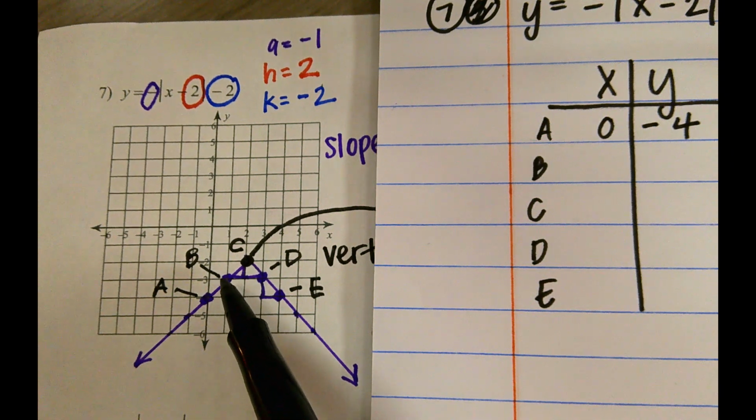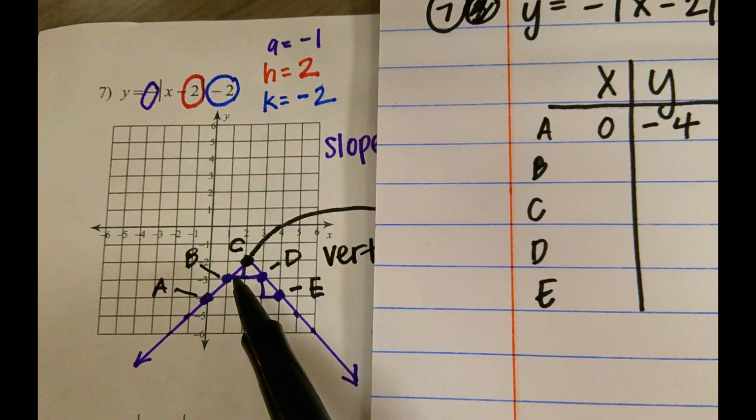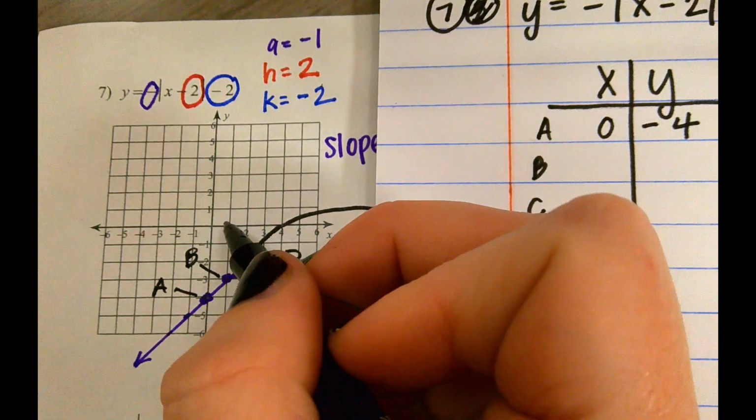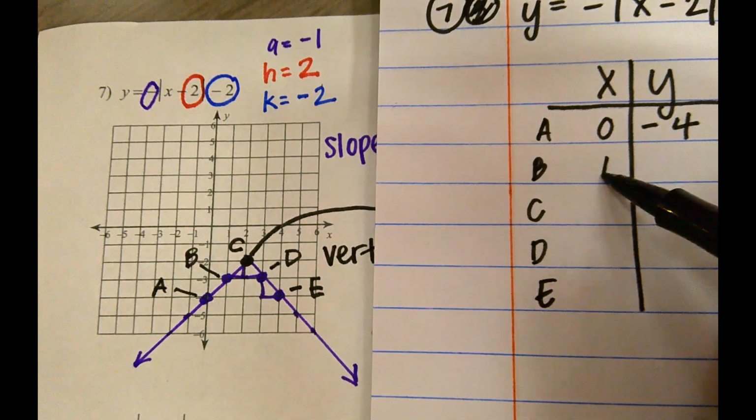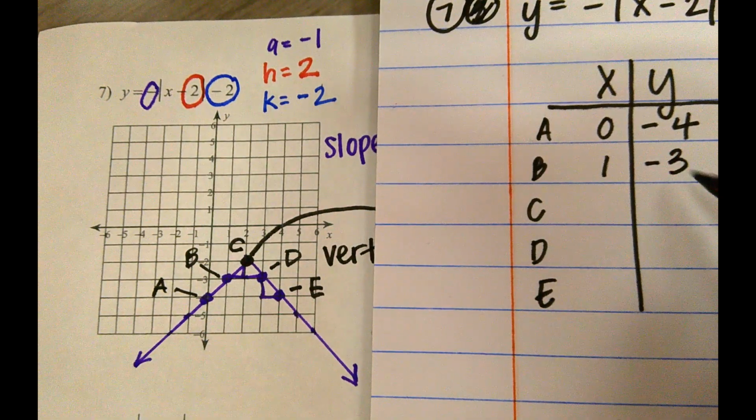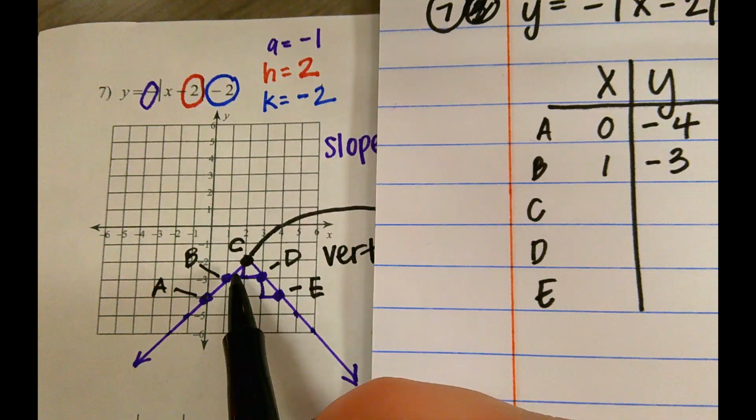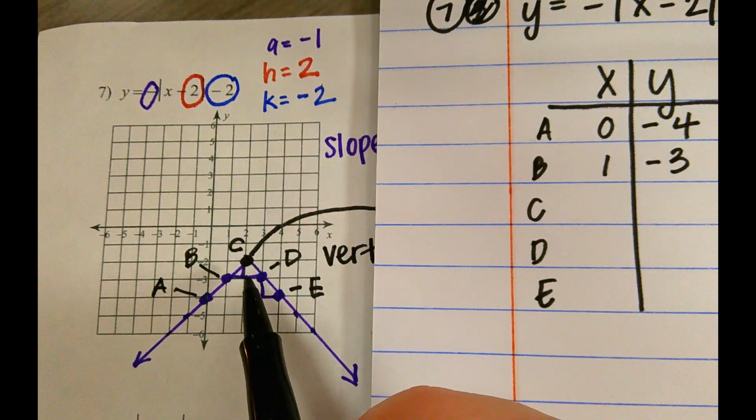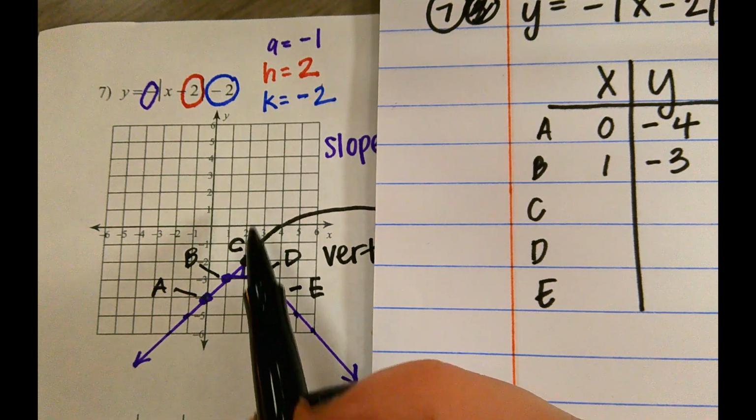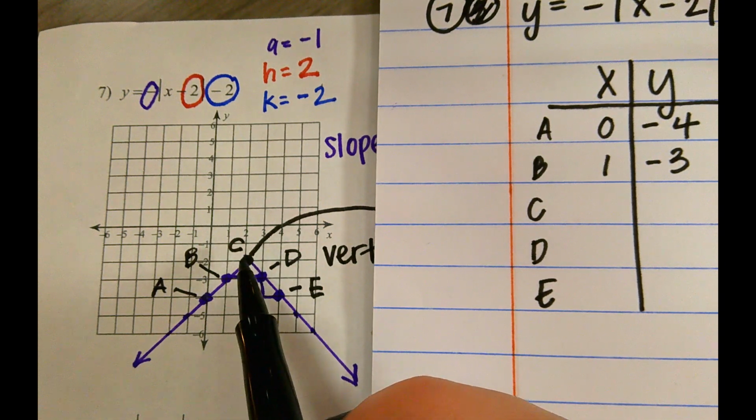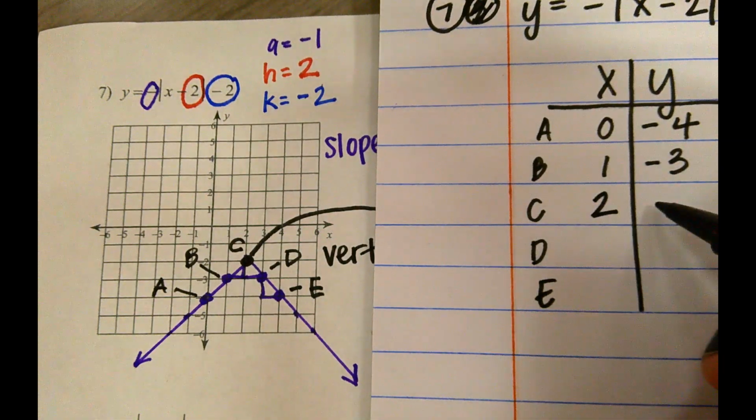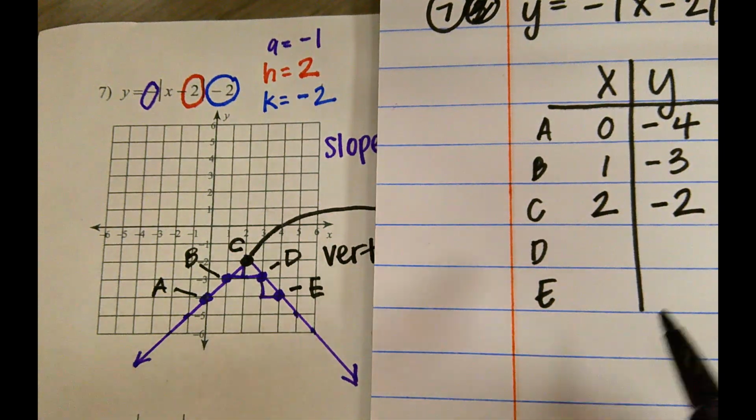What is point B? Somebody raise your hand and tell me. Jessica, go ahead. What's B? 1, -3. Over 1 for X, -3 for Y. Good. Now somebody else. Well, point C. What's that? Nita? 2, -2. Yes, 2, -2. Very good.